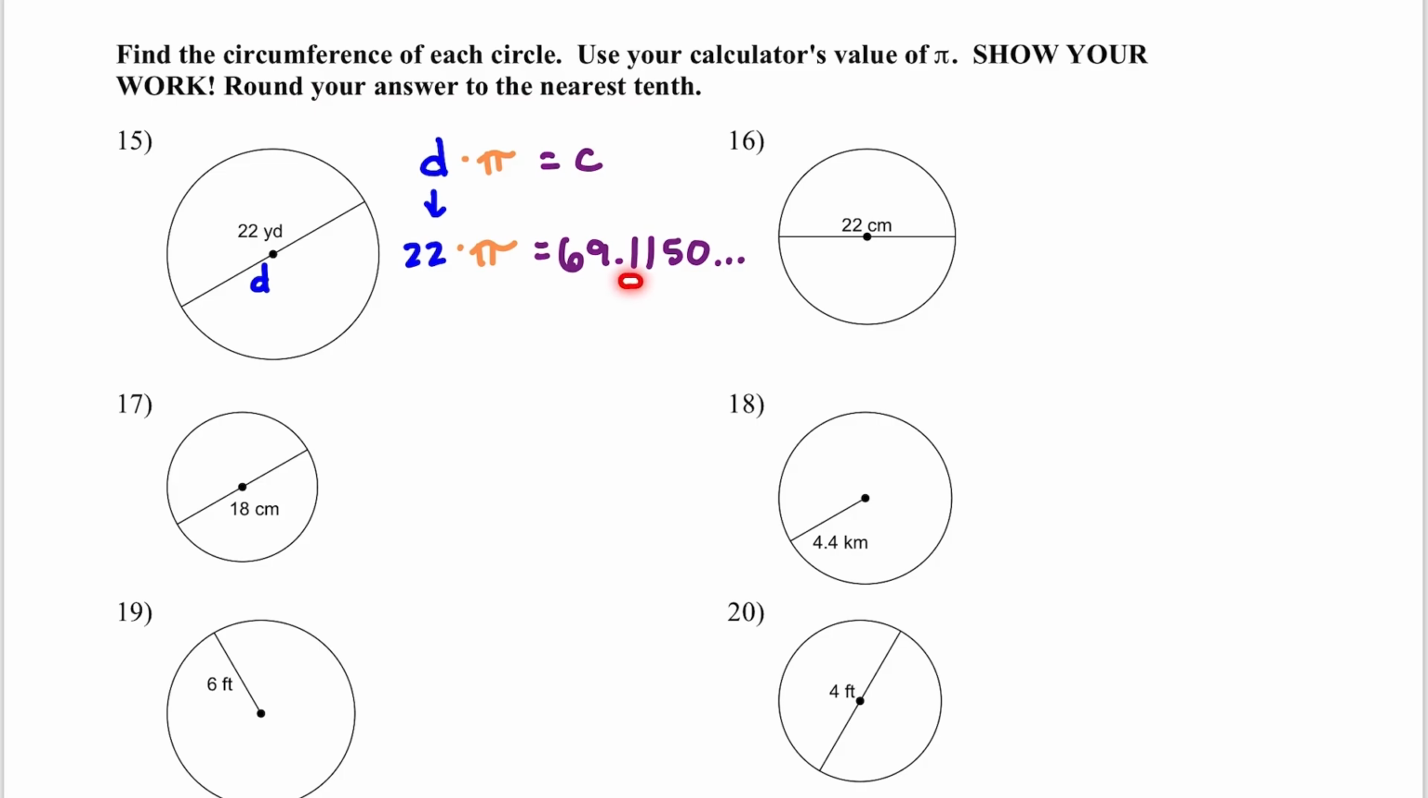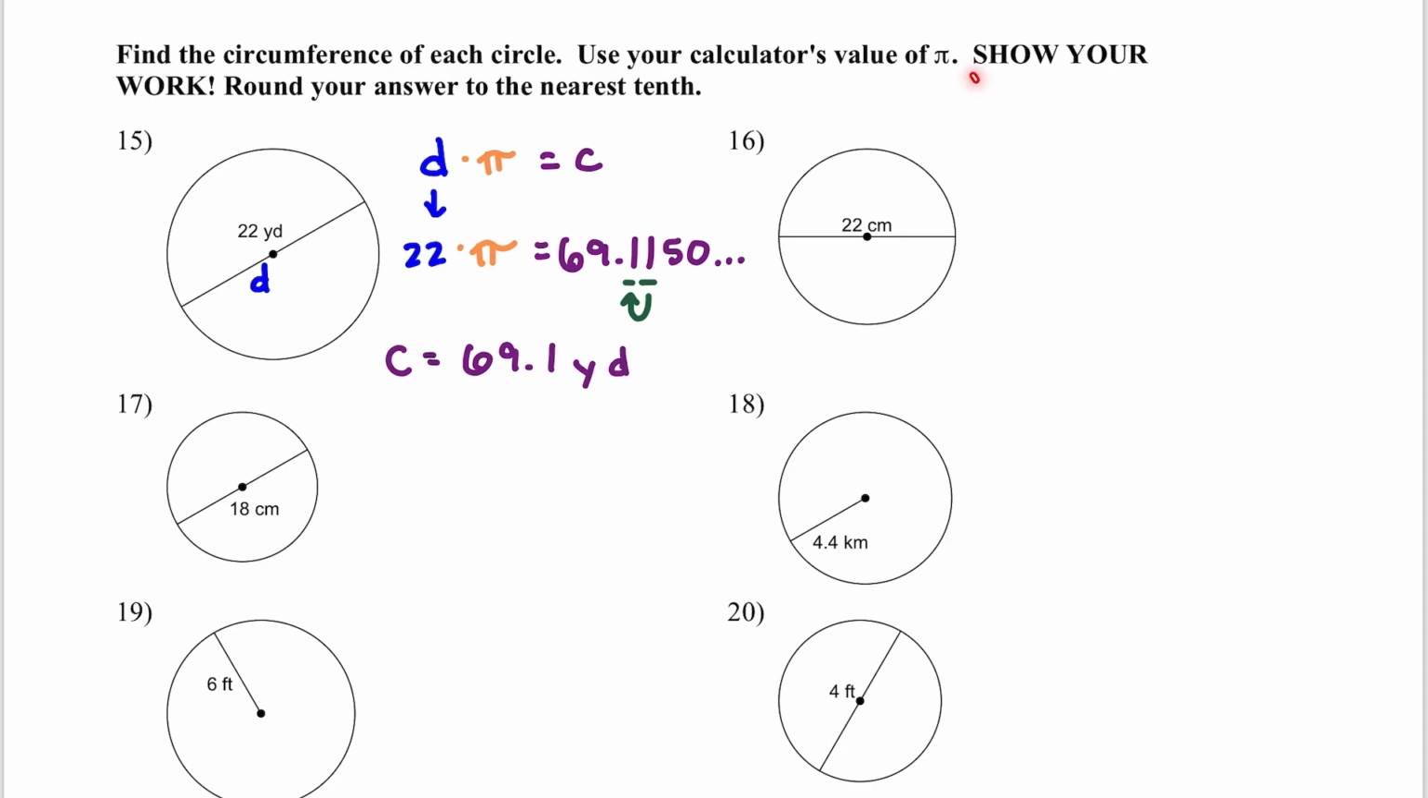Remember, our first decimal place is our tenths, so I need a number here in the first decimal place position. And I look beyond that into the hundredths place to decide what is that going to do. So here is my tenths place. My hundredths place has a 1. Is that 1 enough to bump up this one in the tenths place up? And the answer is no. So that means that my circumference is 69.1. Our units of measure are yards, so I will still use yards, 69.1 yards.